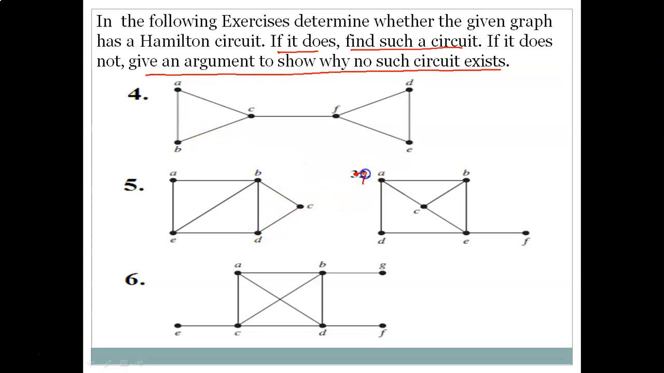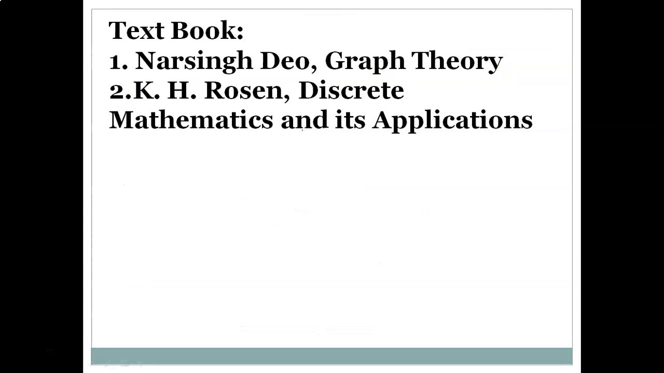You can see that this is the 7th. 4, 5, 6, 7. So here we are having 4 graphs. Among these 4 graphs, you have to examine one by one whether they have a Hamiltonian circuit. If you can find a Hamiltonian circuit, then mark that circuit as I mentioned in the examples in the previous slides. And if it does not have a Hamiltonian circuit, then you should give the argument what the problem is here.